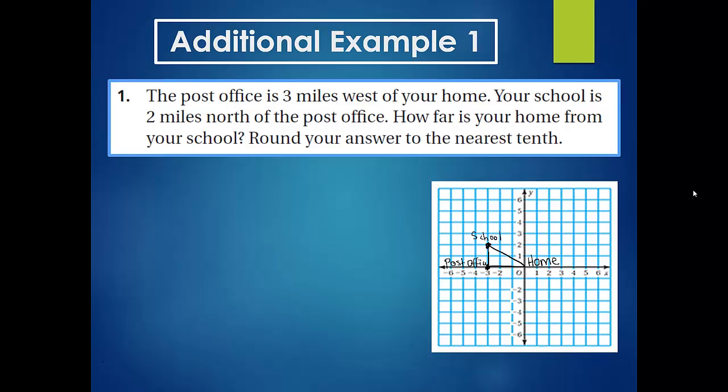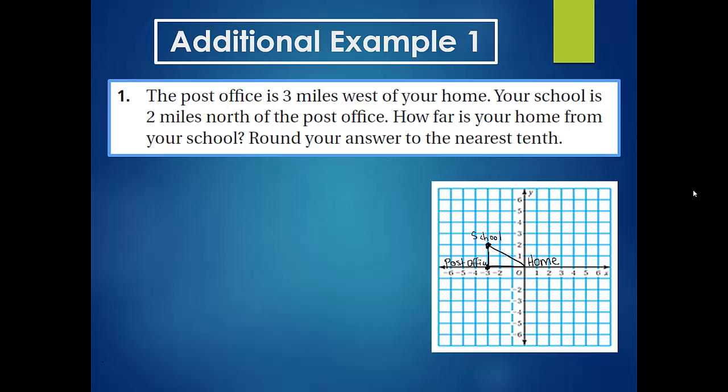Well, if you look at our coordinate grid, you can see that our home is at the origin, 0, 0. The post office was 3 miles west, so we went to the left 3. Your school is 2 miles north of the post office. From that point, then we went up 2 for our school. How far is your home from your school? So now we need to find c, which is from school to home.